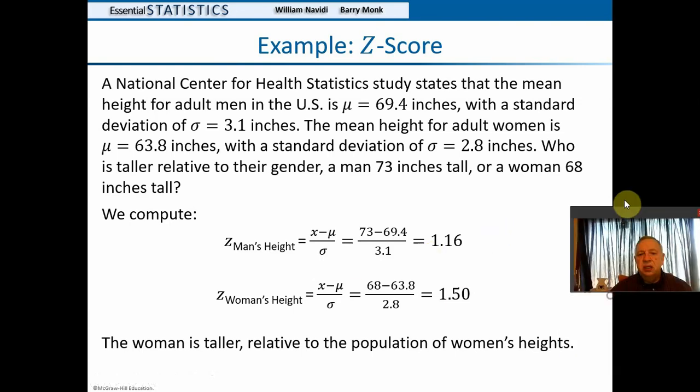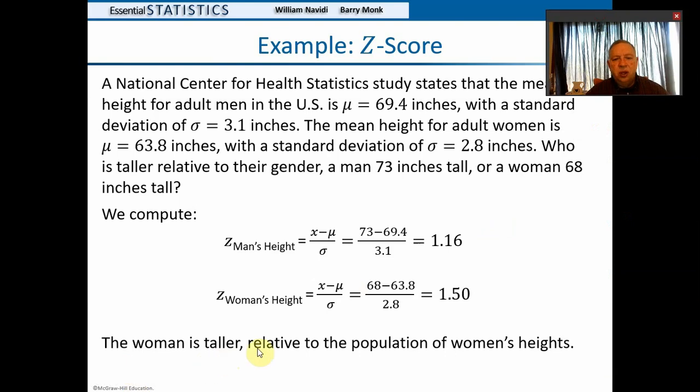So the woman is, let's read this out, hold on. The woman is taller relative to the population of women's heights.